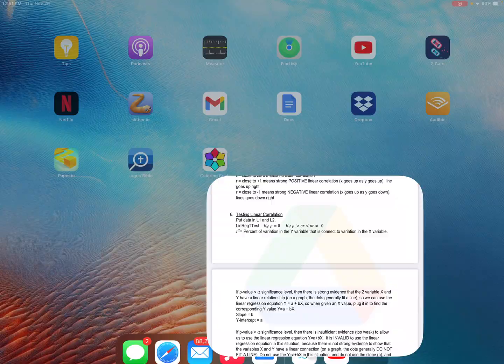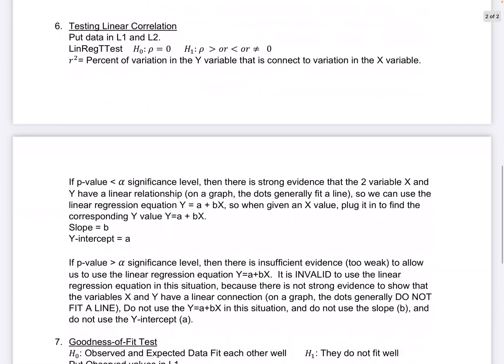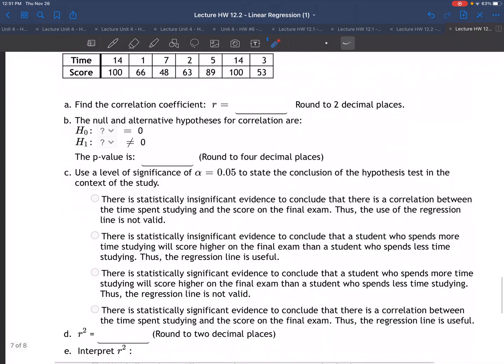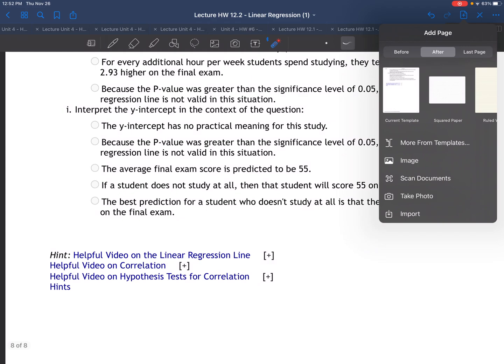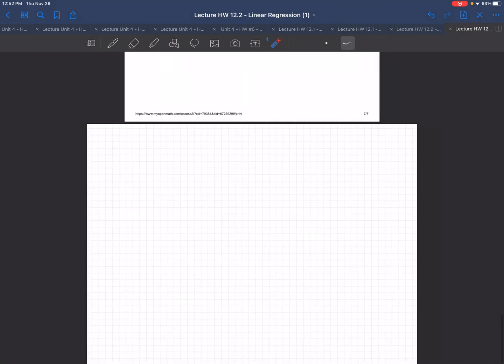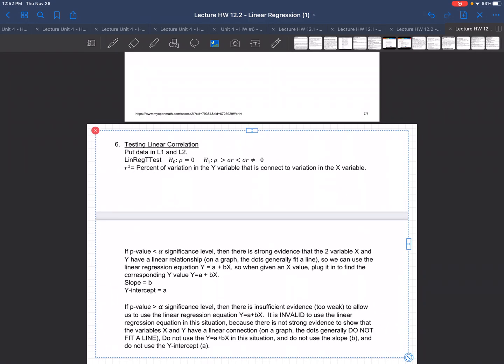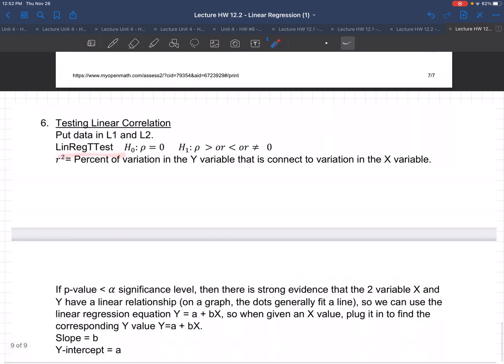If you go to your exam 4 notes, here I am on the exam 4 notes, if you go on down to number 6, testing linear correlation. There it is. So I've already got a copy of it. There we go. Okay, so there it is, testing linear correlation, number 6 from the exam 4 notes. Put the data in L1 and L2 and then do the linear regression t-test.